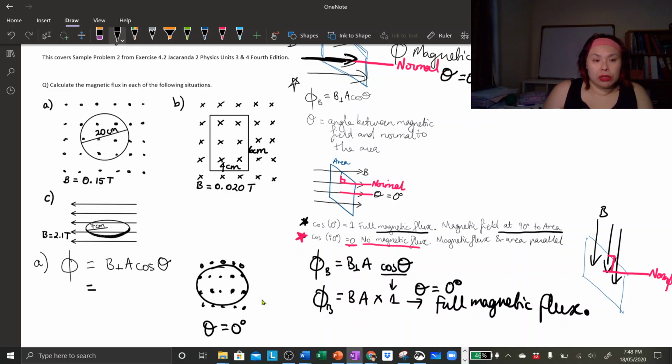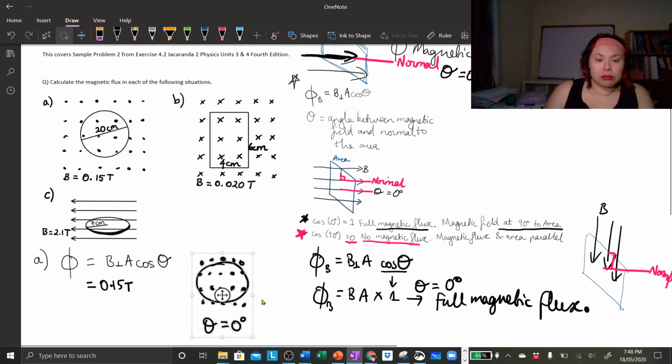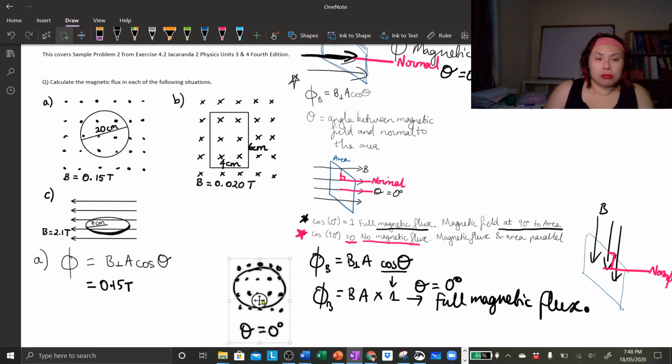So we know that the magnetic field strength is 0.15 Tesla, and to get the area, we need to do pi r squared. So before we even calculate anything, let's do our area. So our area is given by pi r squared because this is a circle, r being the radius.